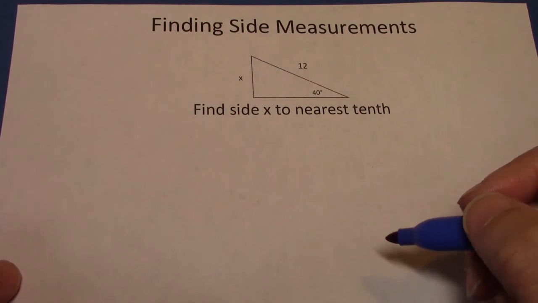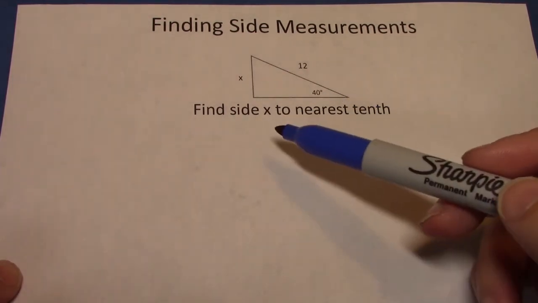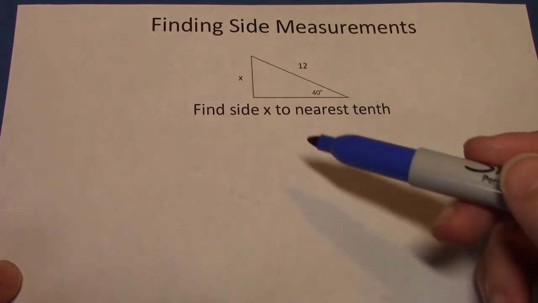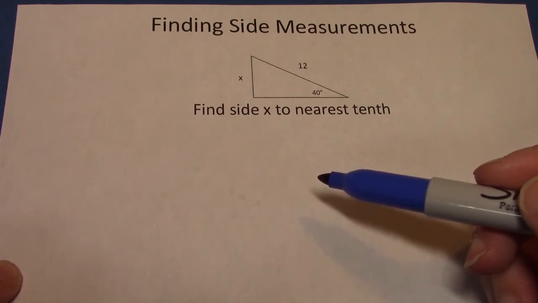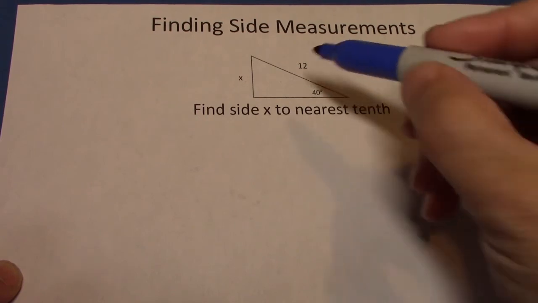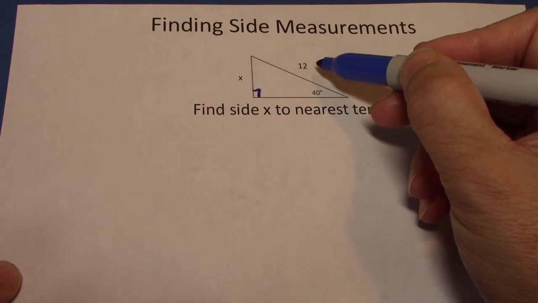With a right triangle, if you know the measurement of one angle and the length of one side, you can find the lengths of the other sides. You just need to choose the sine, cosine, or tangent ratio based on what information you have and what you need. So in this right triangle, the right angle is here. This is the side opposite, so it's the hypotenuse.